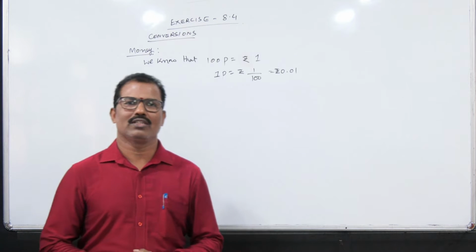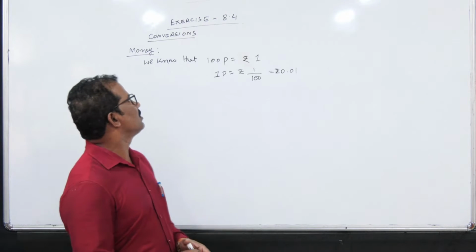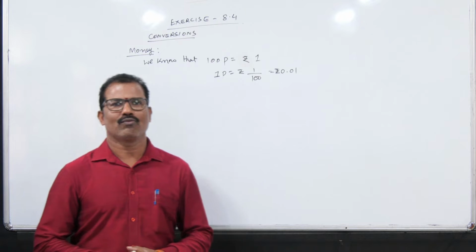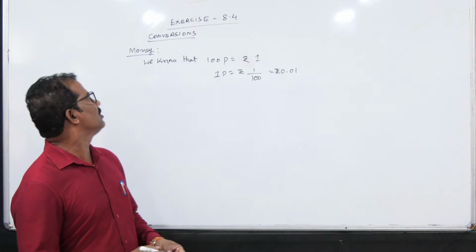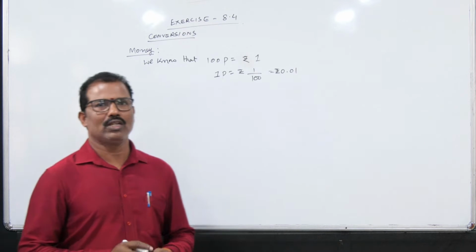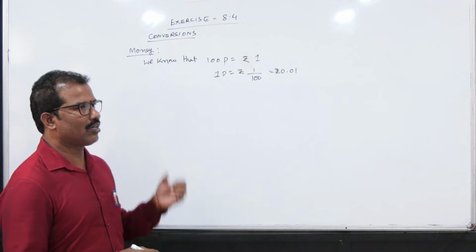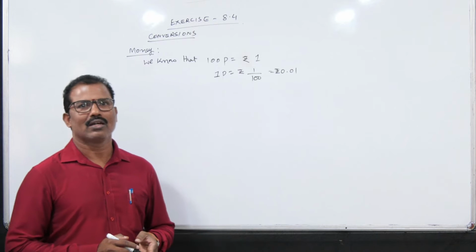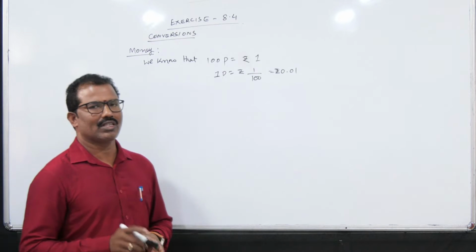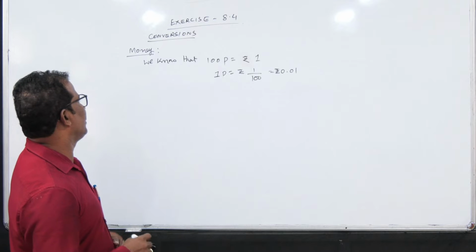Today we are going to see a new exercise, that is exercise 8.4 of the NCERT decimal chapter. In this, we are going to see a new topic, conversion. Conversion of money, conversion of length, conversion of weight, etc. In that, the first conversion is money.